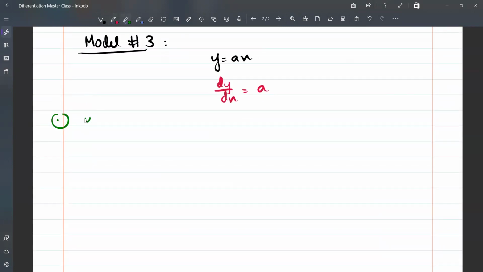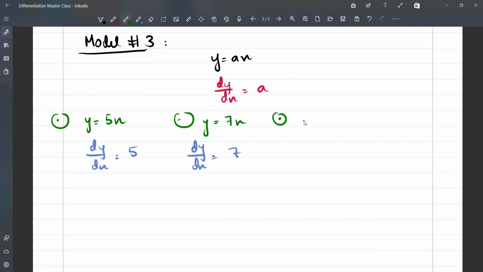So let's say y is equal to 5x. dy over dx would simply be 5. Let's say y is equal to 7x. So dy over dx would simply be 7, right? And similarly, if y is equal to 12x, dy over dx would be 12. And if you want to know why it is just simply 12, if you want to know the logic behind it, let's delve into the logic.